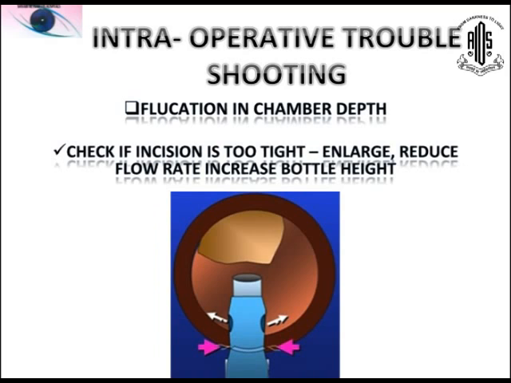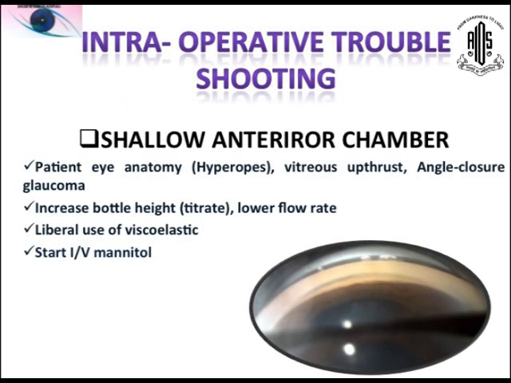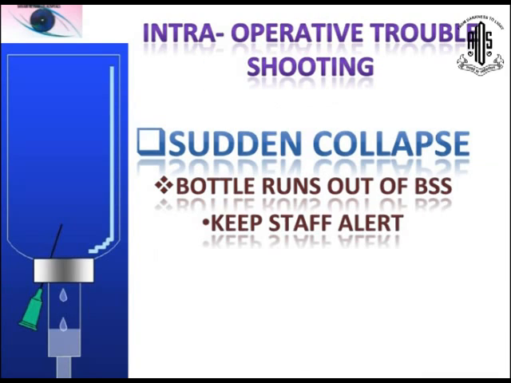Again, for fluctuation in chamber depth, one of the reasons is a tight incision: please enlarge it, reduce the flow rate and increase the bottle height. If we are operating on a hyperopic eye, that could be one of the reasons for a shallow chamber. There could be vitreous upthrust, or angle closure glaucoma. Increase the bottle height depending on the shallowness of the chamber, lower the flow rate, use liberal viscoelastic, and start IV mannitol if necessary.